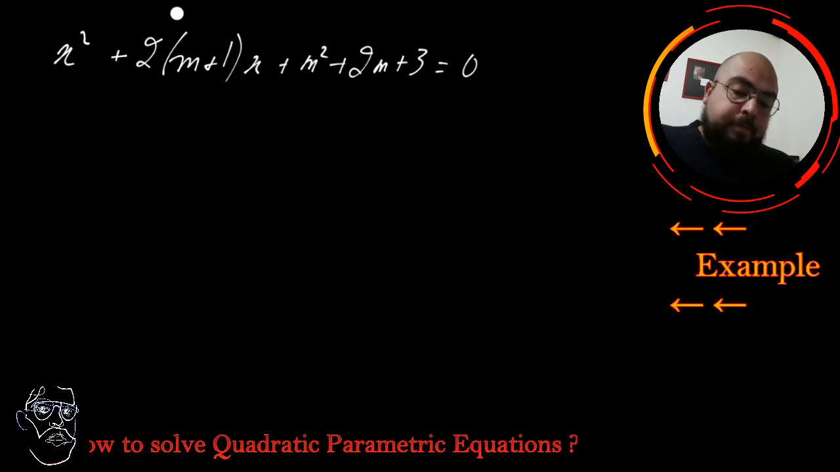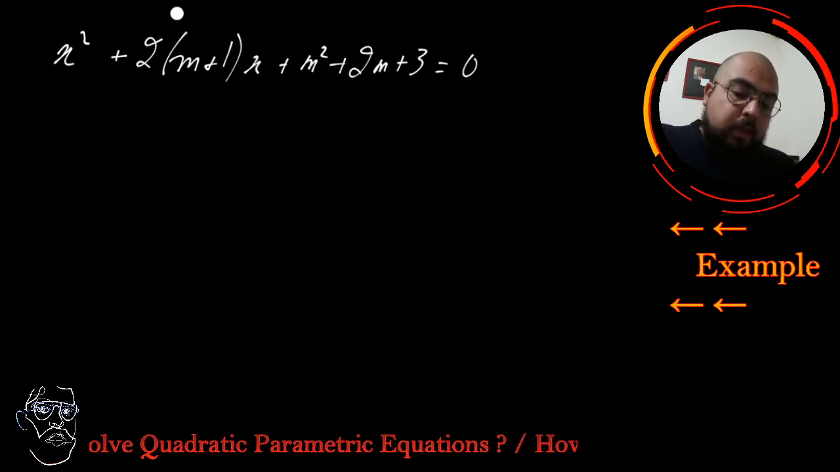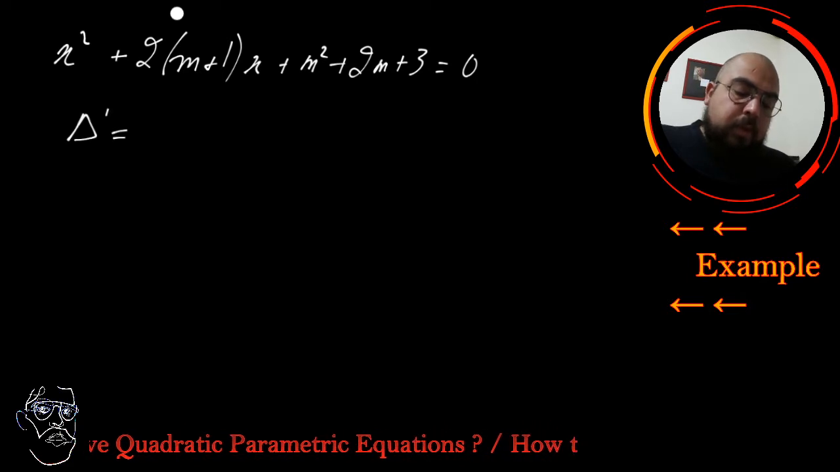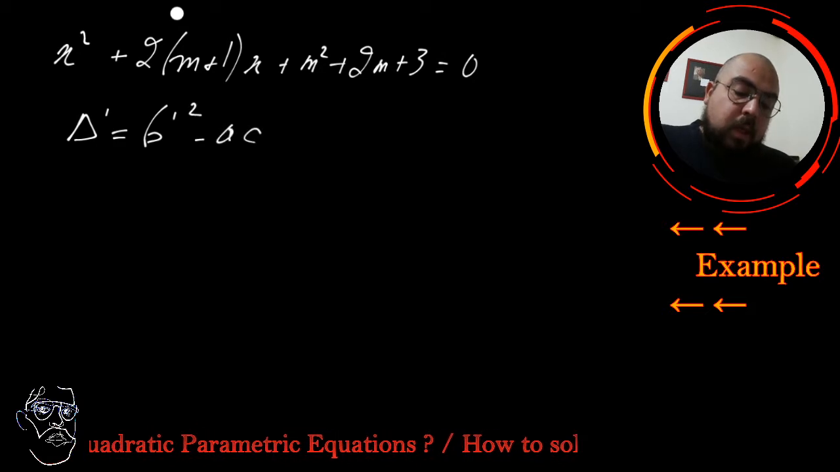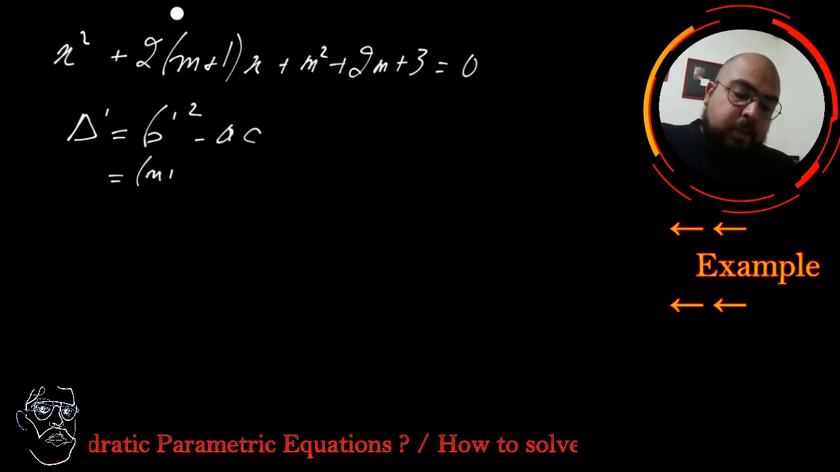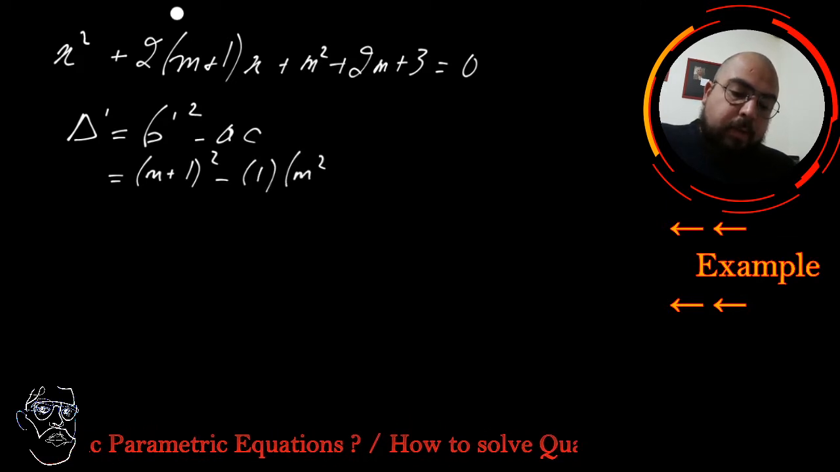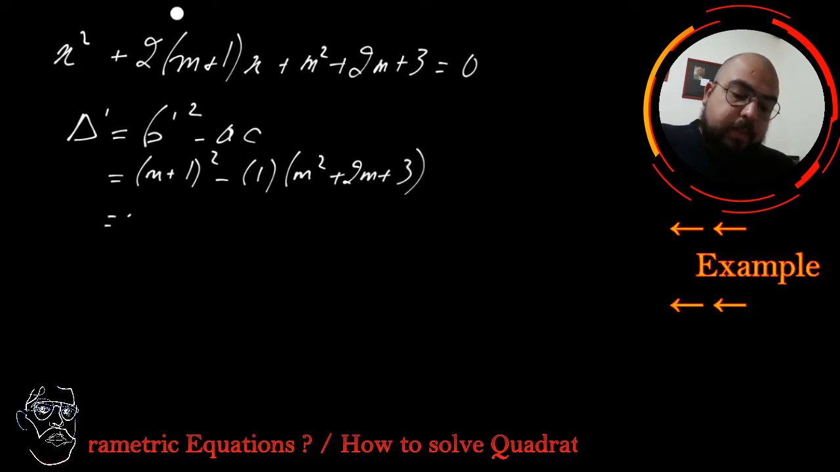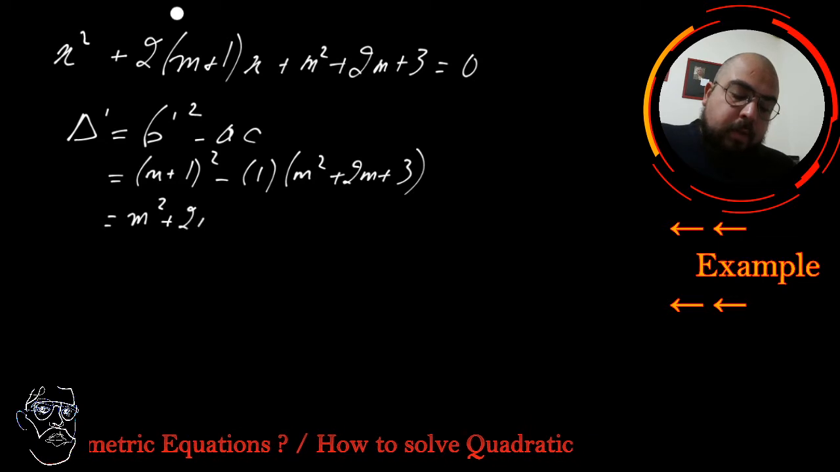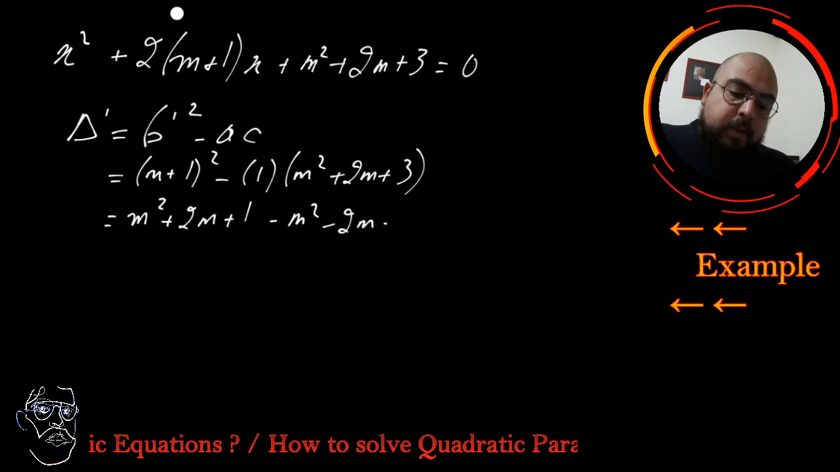So the second step is to calculate delta. Now your b is even, so why not calculate delta prime, the reduced discriminant, which is equal to b prime squared minus ac. So it's equal to (m plus 1) squared minus, a is 1, c is m squared plus 2m plus 3. So I will expand: m squared plus 2m plus 1 minus m squared minus 2m minus 3.